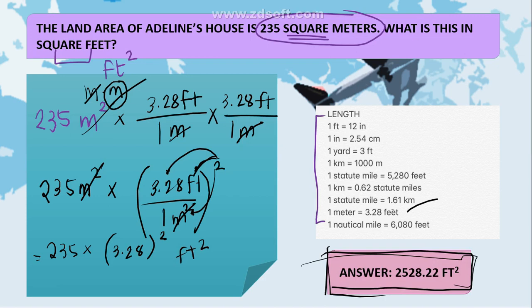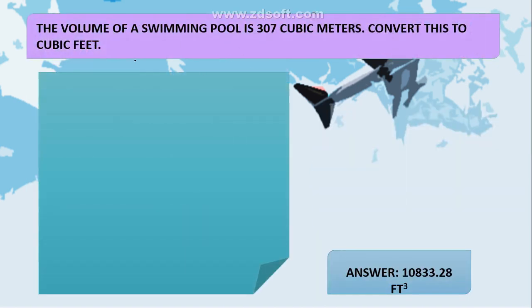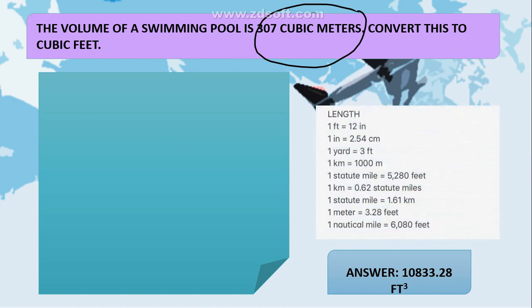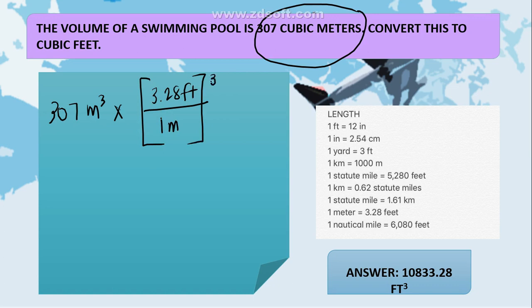So, in the case naman, kapag cubic, for example, we have the volume of a swimming pool is 307 cubic meters. It's the same process as nung kanina. The only difference is that, imbis na isi-square natin yung conversion factor, you will cube it. So, we have 307 cubic meters. And then just multiply it by the basic conversion factor. 1 meter is 3.28 feet. And then just cube the whole conversion factor. So, i-distribute natin yung cube sa lahat. This will become 307 multiplied by 3.28 cube.